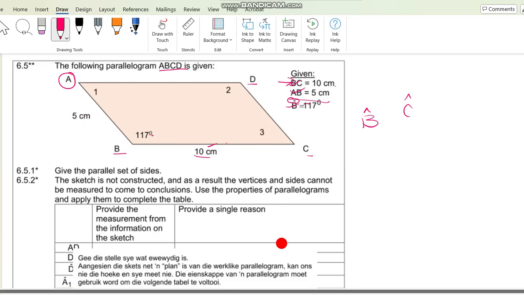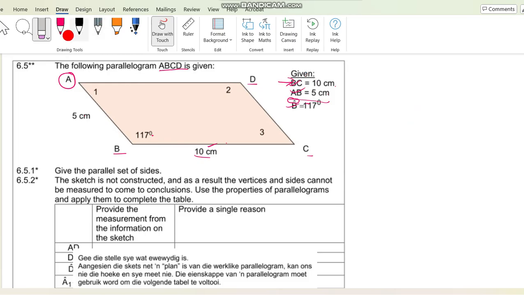Okay? So let's first look at the first question. 6.5.1 in Afrikaans says, gee die stelle sye wat ewewydig is. So give the parallel sets of sides. Remember what we use for parallel. We use this sign. So which sides are parallel with each other? We know that that side and that side are the same, and we know that that side and that side are the same.